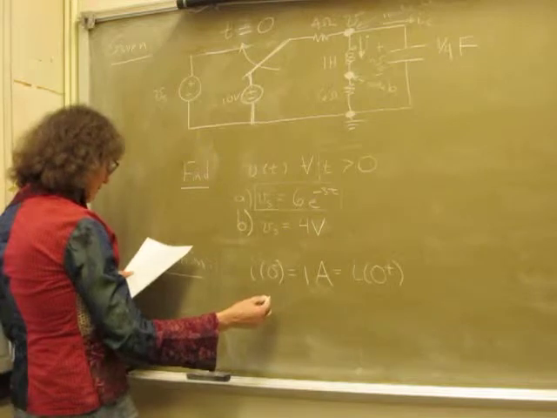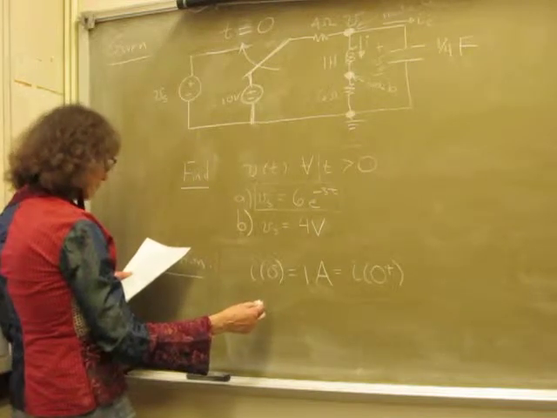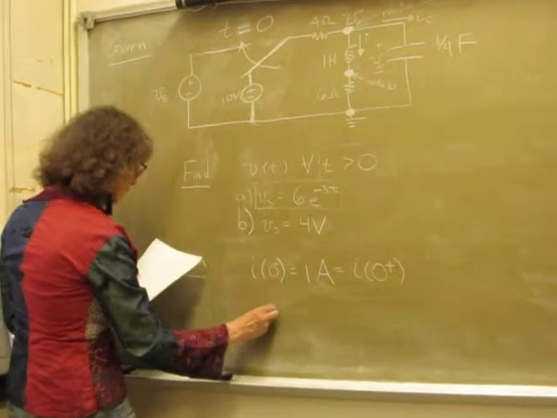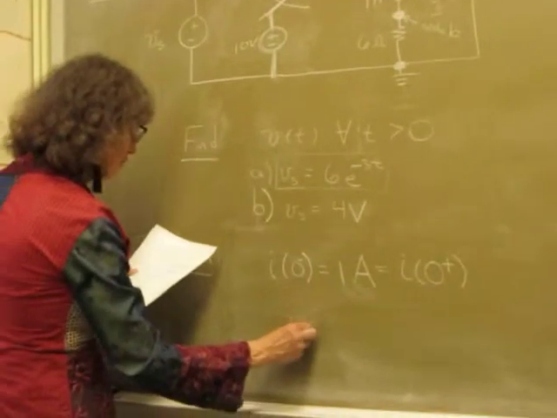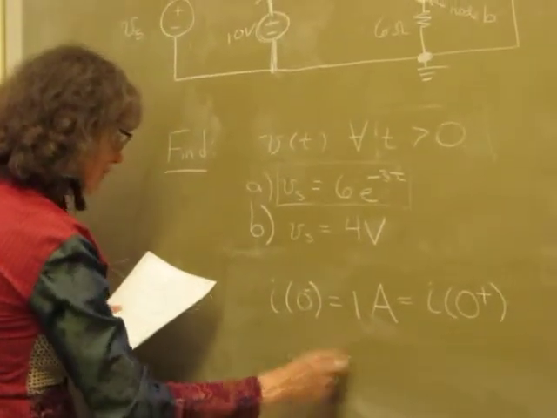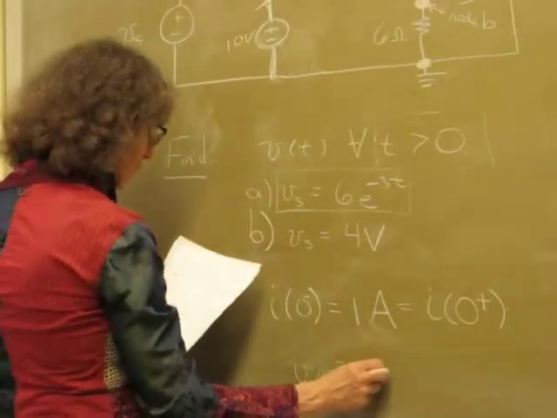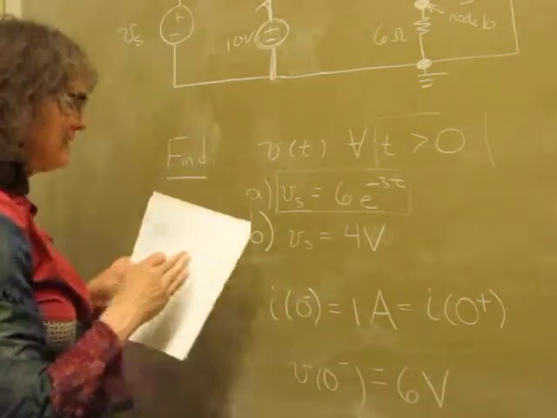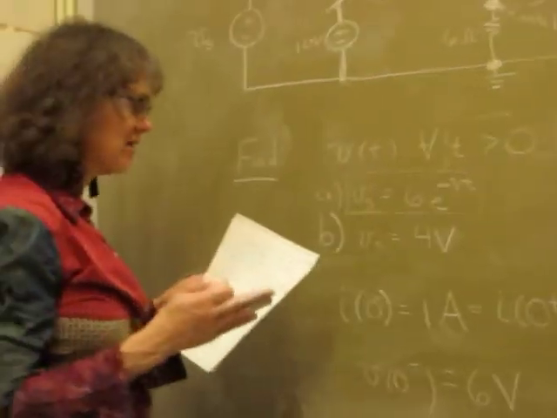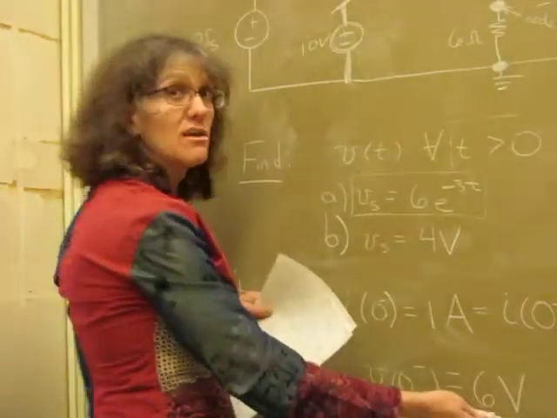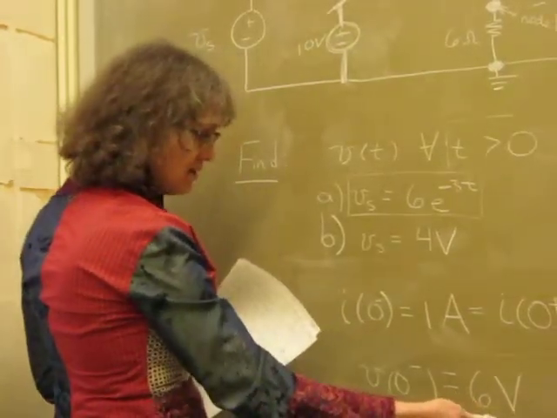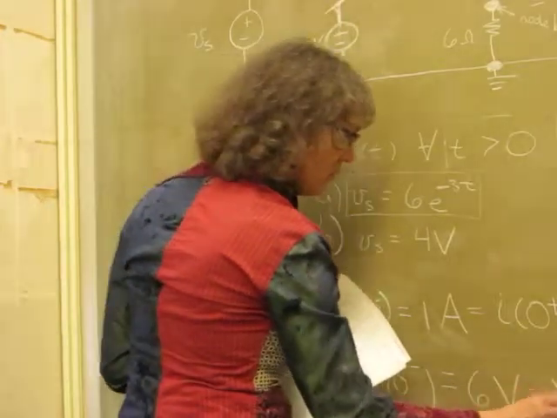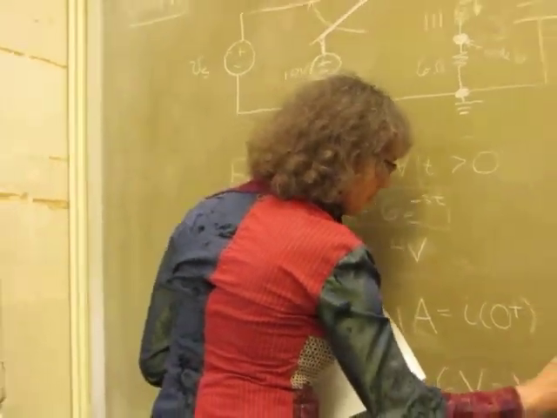And then the other one is the voltage across the capacitor, which cannot change instantaneously. So looking at this circuit at t equals 0 minus, again, I'm skipping the details just because of the time constraints, because I got to get going. But there, it's 6 volts, and so now we know the voltage at t equals 0 plus.